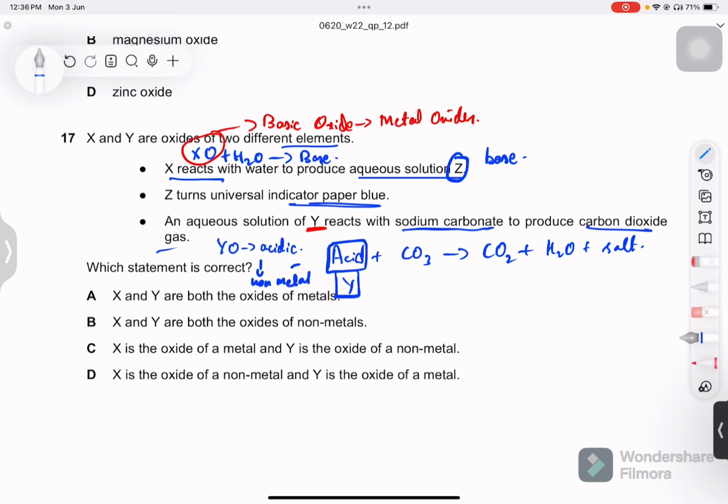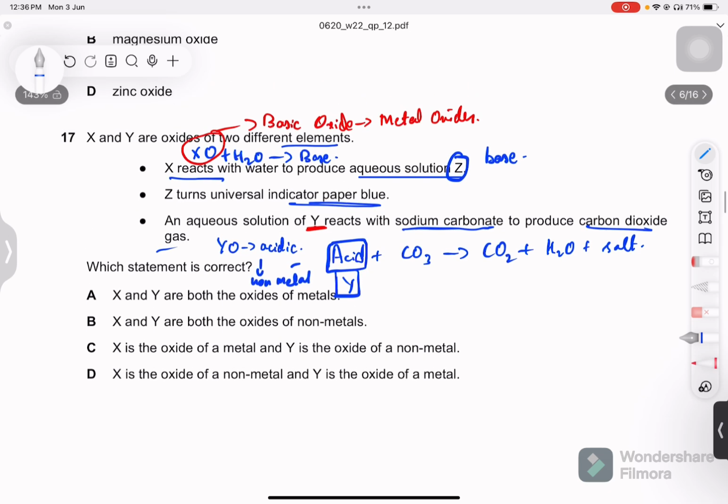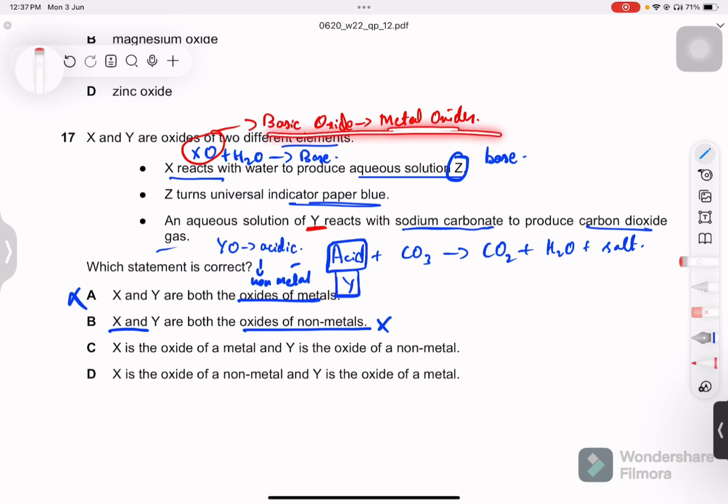This is a non-metal. Okay, so X and Y are both the oxides of metals? No. X and Y are both the oxides of non-metals? No. We have this as the metal oxide, XO is metal oxide, and YO is non-metal oxide. Next, X is the oxide of a metal, yes, and Y is the oxide of a non-metal. Just what we decided right now.